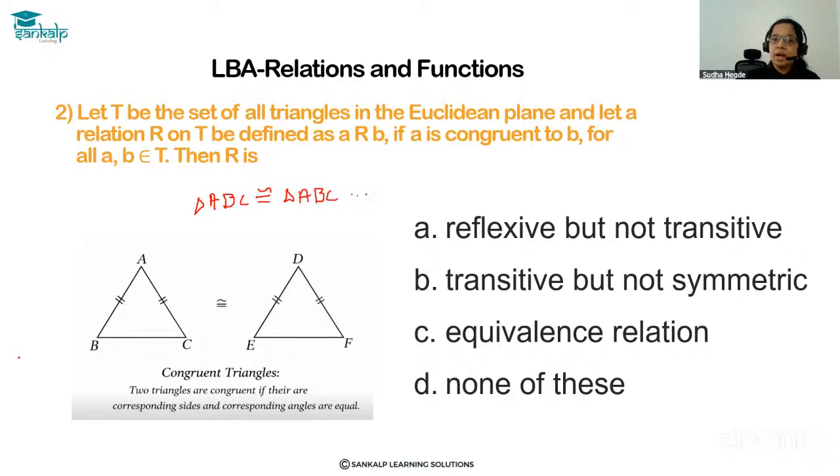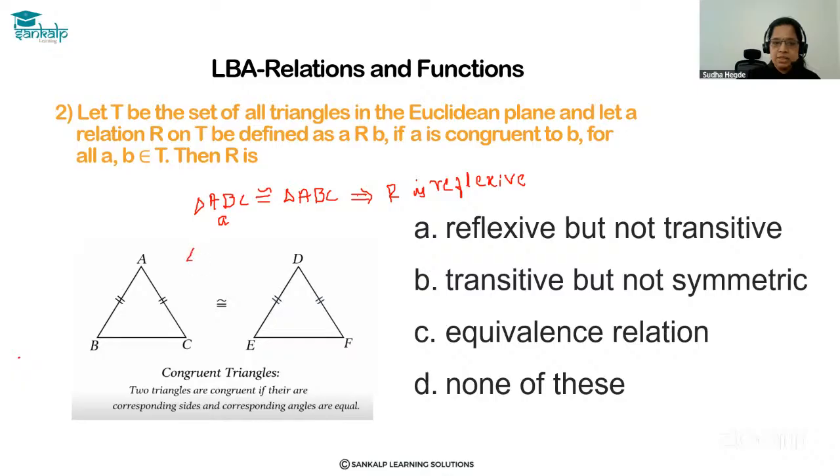This implies the relation R is reflexive. You know what a reflexive relation is? Reflexive means for all a belonging to A, (a, a) belongs to R. See here, this is a. So (a, a) belongs to R, therefore R is reflexive.